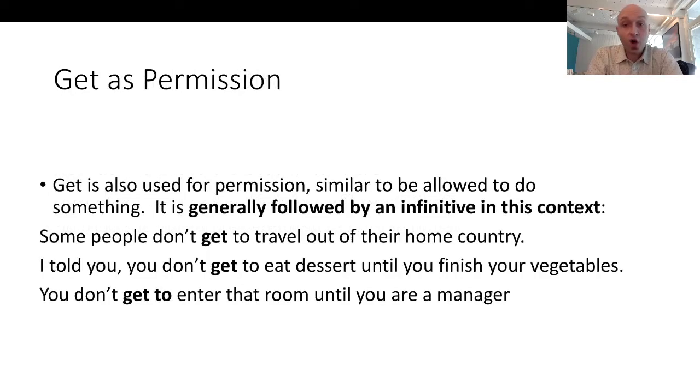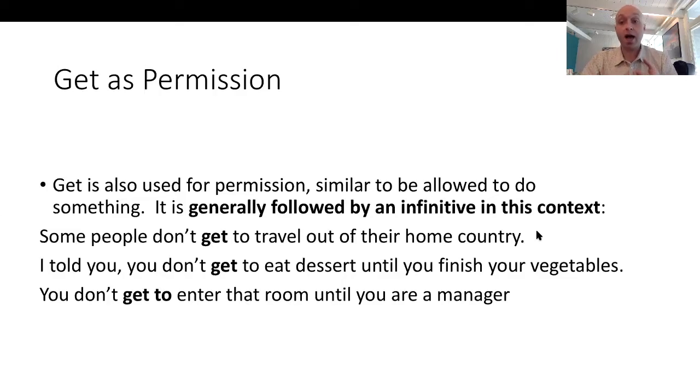The final context of get that we're going to analyze in this lesson is get as permission. And it's usually used similar to allowing somebody to do something. And it is generally followed by an infinitive in this context, not always, but most of the time. Let's take a look at some examples. Some people don't get to travel out of their home country.